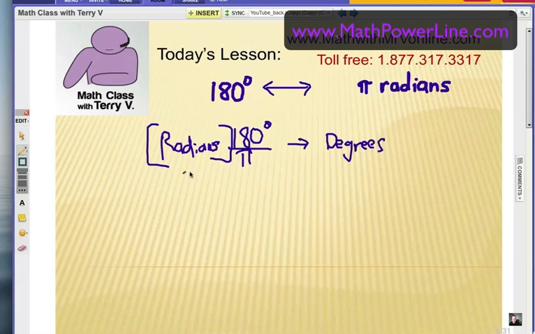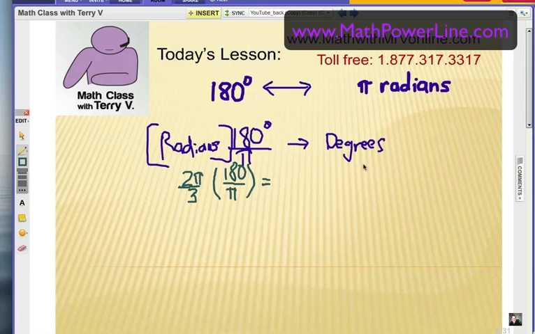Here's an example. What is 2 pi over 3 converted into degrees? Well, we're going to multiply it by 180 over pi, and here's how you remember that. The pi radians is on the top, and radians is in the denominator of the fraction you're multiplying by. In this conversion fraction, if you put pi on the bottom, then that is going to cancel out the pi on the top, and you will end up with degrees.